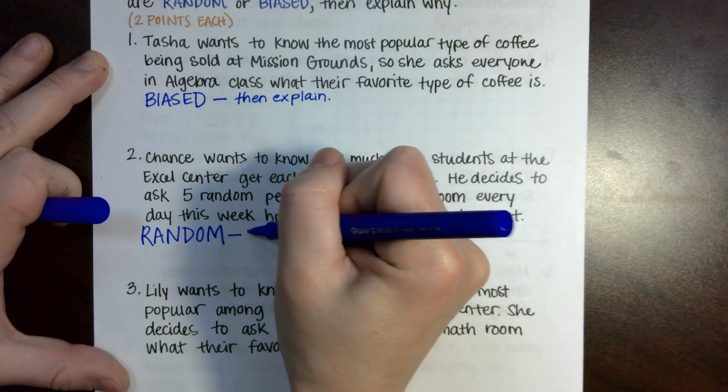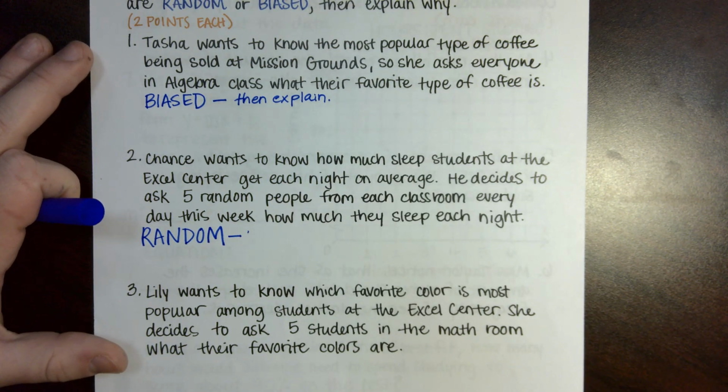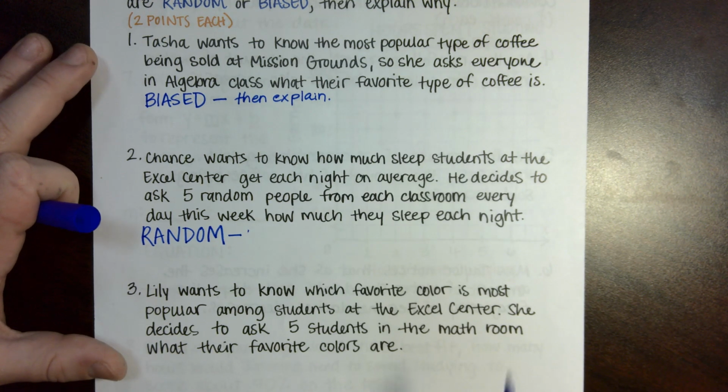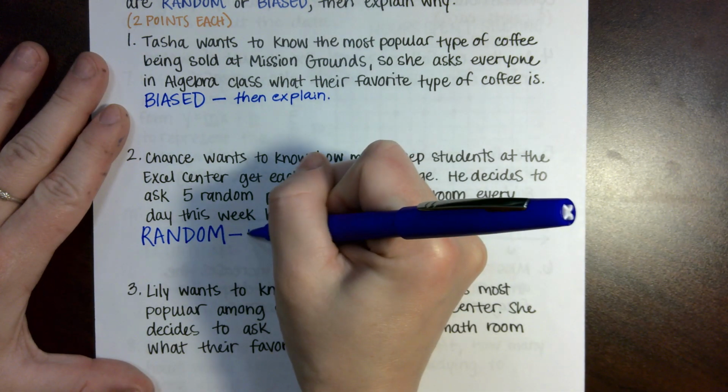So he asked people from every classroom. Everybody had an equal opportunity. Everybody had an equal chance of being chosen because he did it every single day of the week. So any student that would be here is going to be here at some point in that week unless there's an exception. He's asking 5 random people from each classroom. So that means every person that is here has an equal chance.